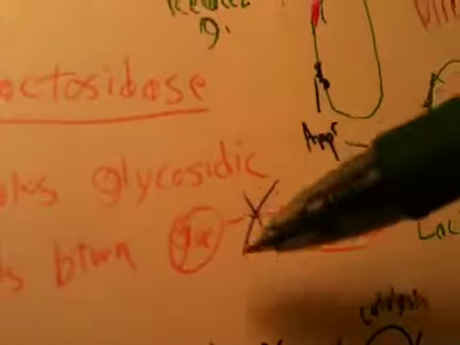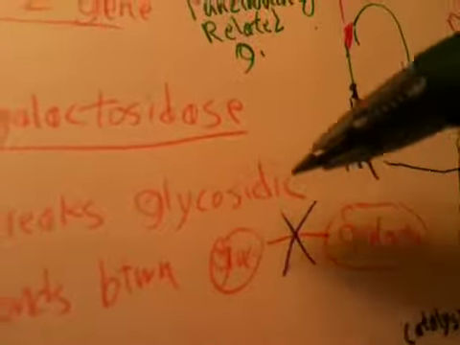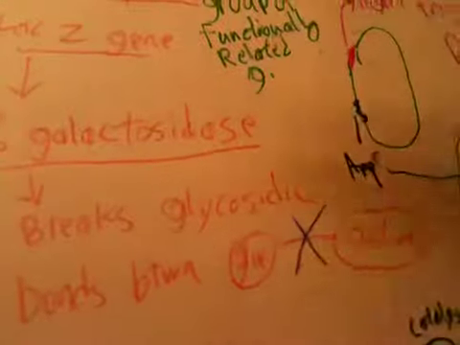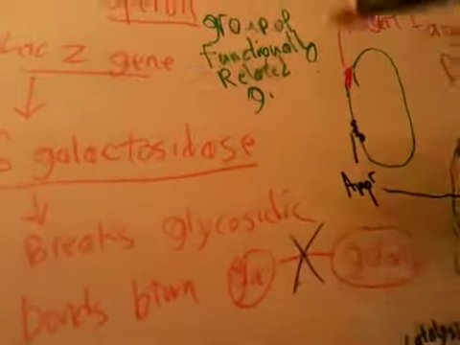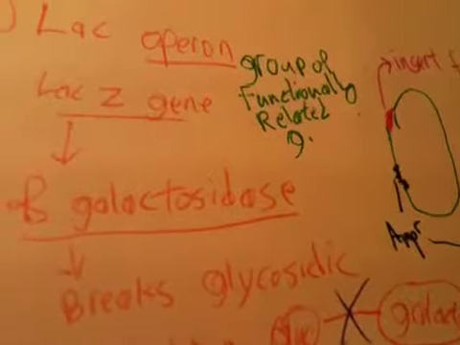And what it does is it's going to break the glycosidic bonds between glucose and galactose. I should say that it catalyzes the breakage of these glycosidic bonds between glucose and galactose. And this is something that happens every time that bacteria are exposed to amounts of lactose. The gene gets turned on.